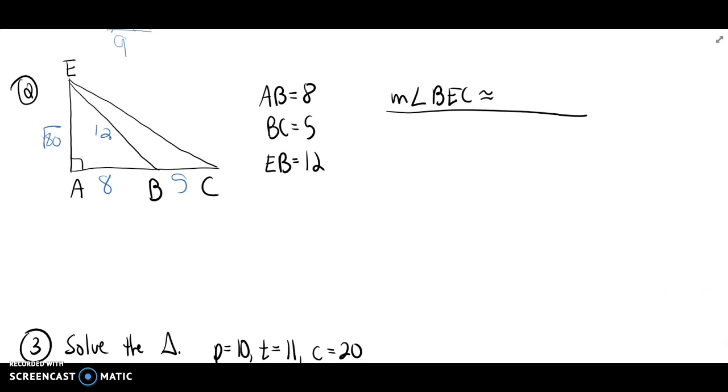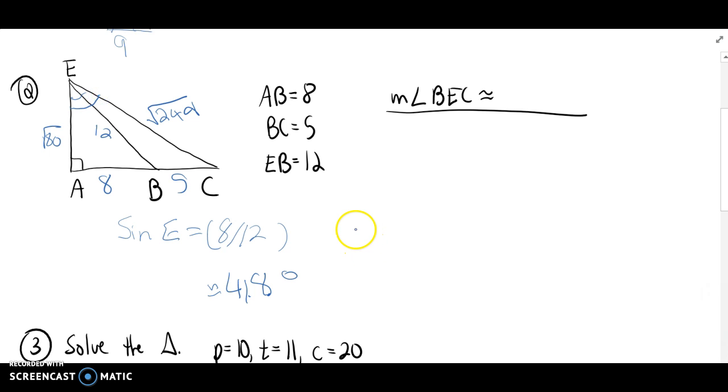Okay, so then I found the length of this, which is 249, and then I used the sine to find the sine of E is equal to 8 over 12, and that gives you what this length is, which is 41.8.